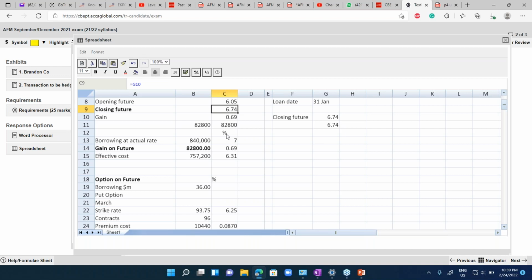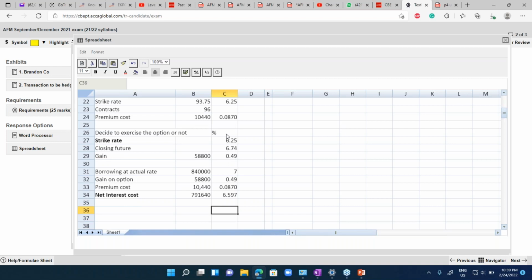Okay, there is another question. Net interest is the ending interest expense after considering gain and premium, which is favorable because it is still lower than market. Which is favorable? Yes, it is slightly lower than the market. Slightly lower than. Yes, you are right.